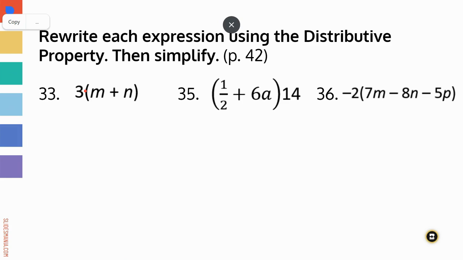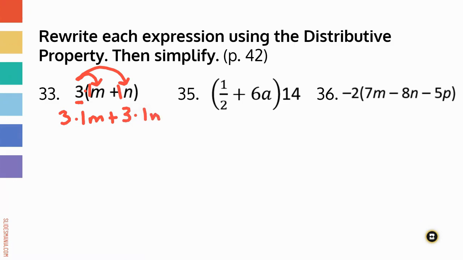So I'm going to take 3 and I'm going to multiply it by m, and then I'm going to multiply it by n. And if it helps you out at all, if there's no number in front of m and n, you can always put a 1 there. So anytime there's no number in front of the variable, you can put a 1. Okay, so this turns into 3 times 1m plus 3 times 1n.